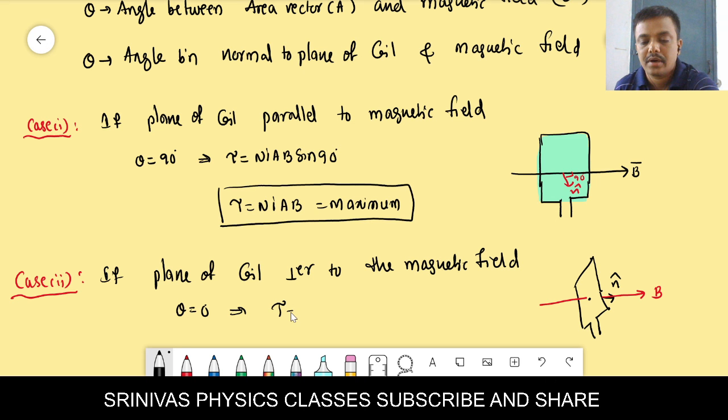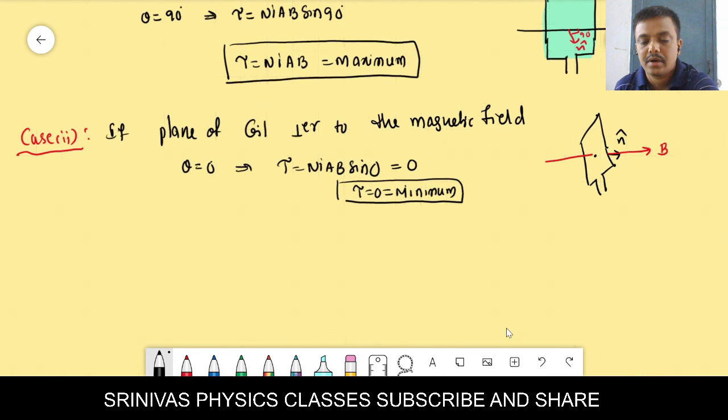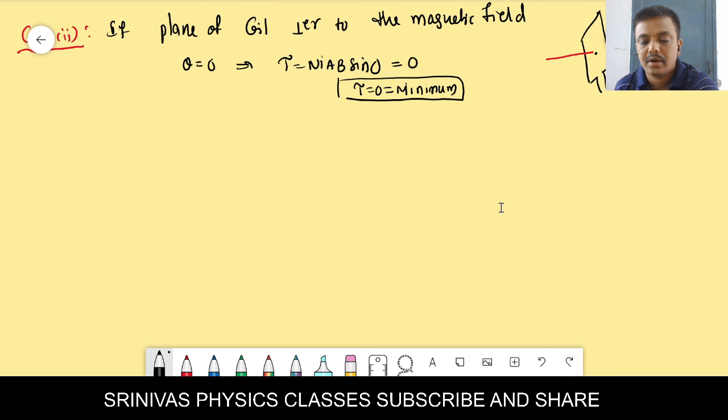Then what about the torque? NIAB sine theta. Theta is 0, so torque is 0. Torque 0 means the torque will be minimum. Understood? This is the thing. And in the notes, we wrote the formula for the torque in terms of the angle between the normal drawn to the plane of the coil and the field.